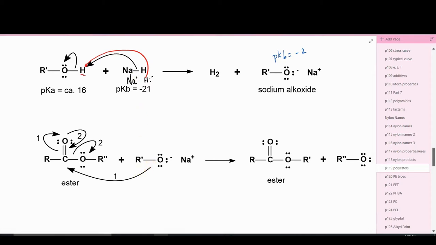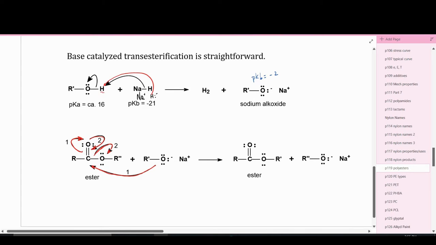as shown here. The pi bond will break. It will reform if there's a leaving group, and it does reform. The leaving group is another alkoxy group of equivalent basicity, not a good leaving group. A pKb of minus 2 is a strong base, poor leaving group, but equilibrium should drive it to the right given some heat, and in fact it does.